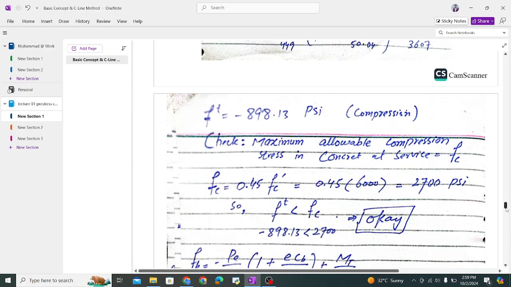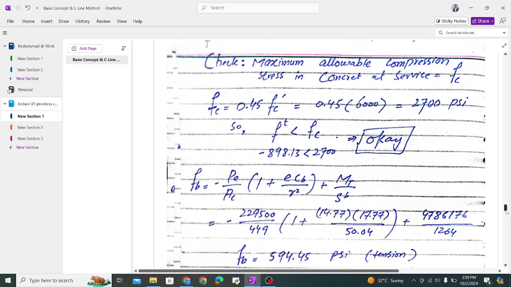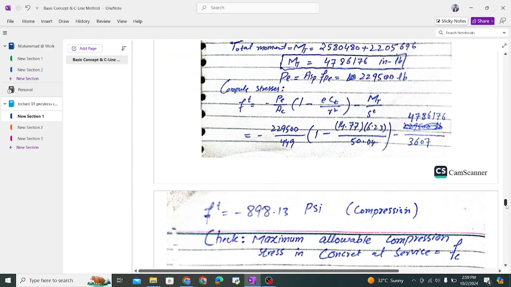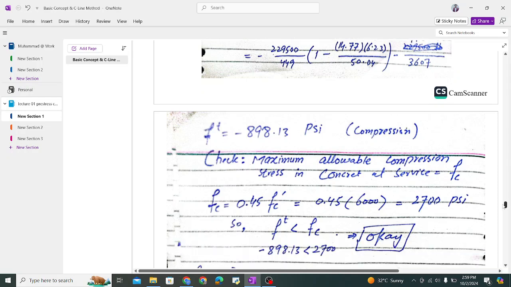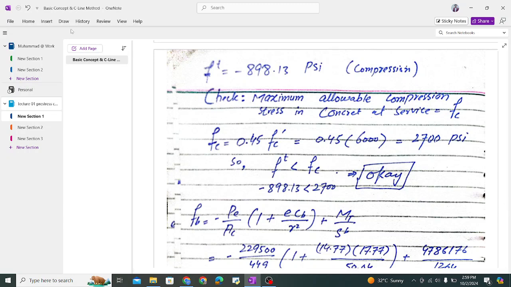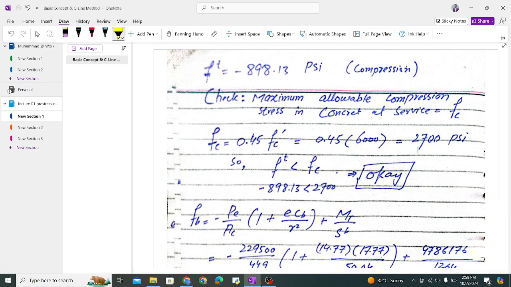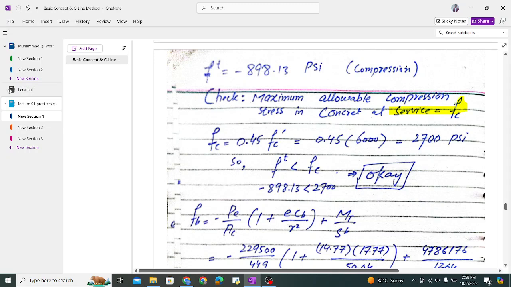And just ask me questions in a comment if you didn't get any point, any concept here. Similarly, when we find FT, we have to apply a check. The check is the maximum allowable compressive stress in concrete at service. It is mentioned in the question; everything is given. So you have to apply this check when you are calculating stresses at service conditions.